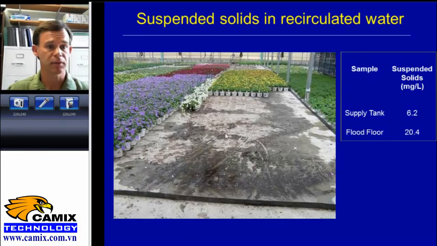And here's another example. This is from a flat floor greenhouse where in the supply tank, before the water goes out onto the concrete flat floor, it had 6 parts per million or milligrams per liter of suspended solids, and picking up some of those peat particles coming back was at 20 parts per million. And sometimes we've seen numbers up to about 200 or even more parts per million of suspended solids coming back from these flat floors. That's a lot of demand of chlorine or some other treatment.